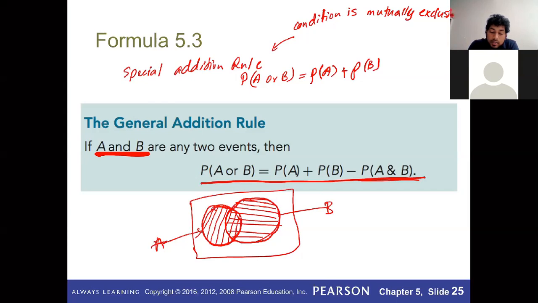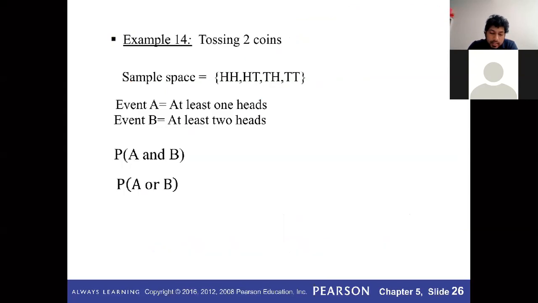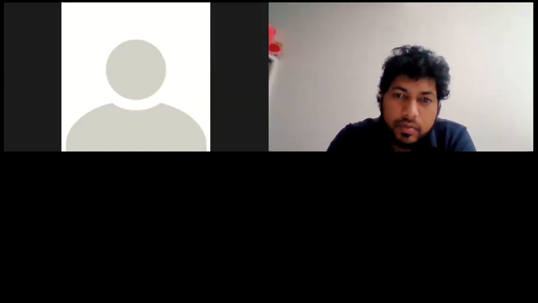Clear? So probability of A or B simply means A and B together, this one and this one. Since the common part gets counted twice, you have to remove it by subtracting probability of A and B. That's why we use the negative probability of A and B. Okay, then I think I can go to the review.